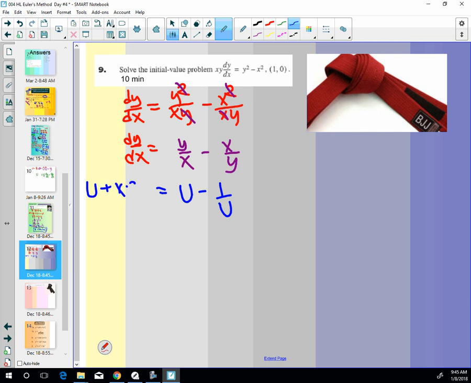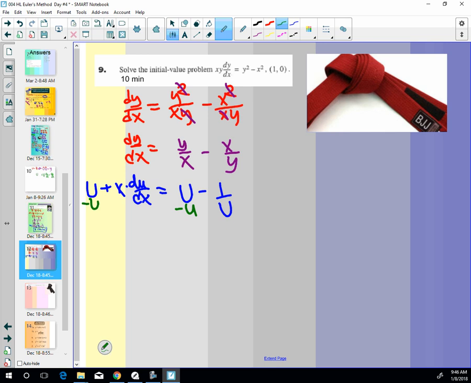plus x du/dx. Now, do you want good news or bad news? The bad news is these u's are not going to cancel out every time. I've had examples where they have. Just don't expect them always to cancel. That's just kind of freak luck.